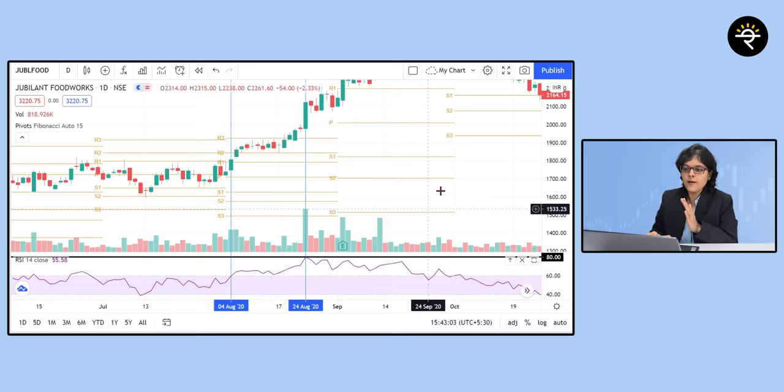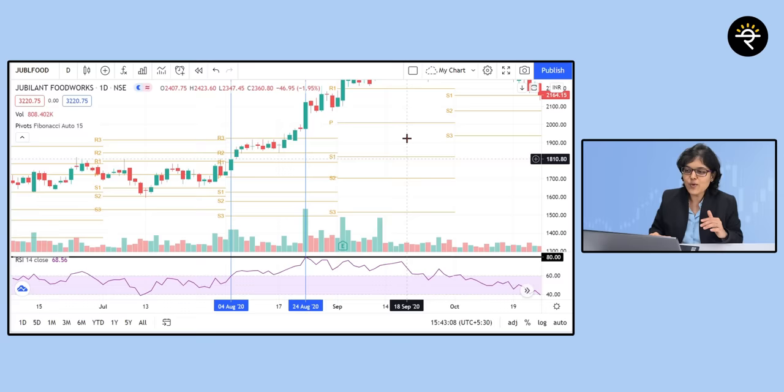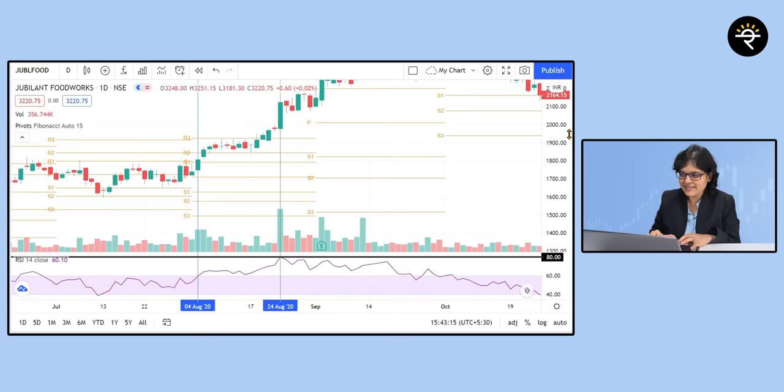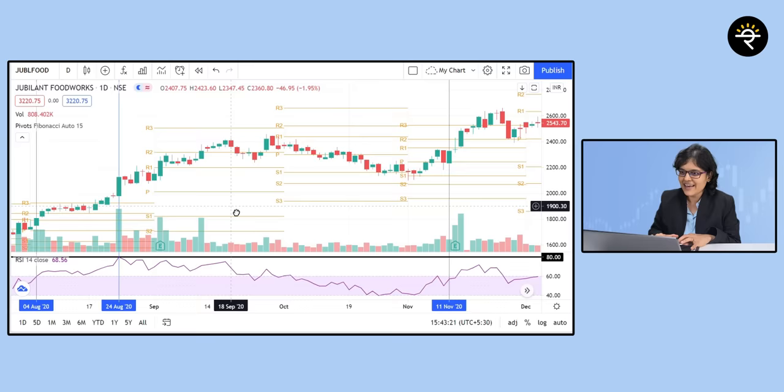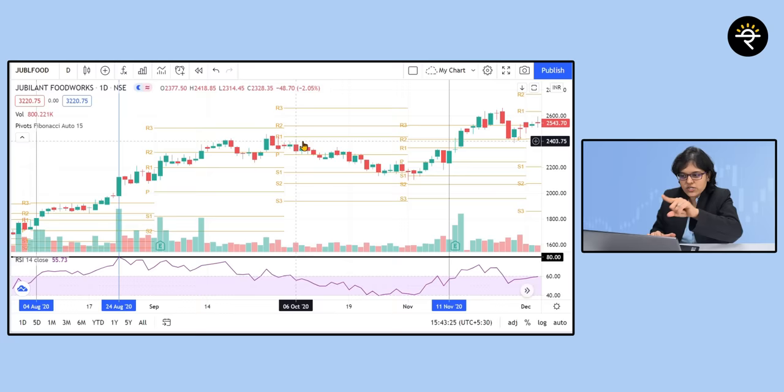Does this mean that the stock compulsorily must show downward journey? No. Can you miss out on the probable profit? Answer is yes. Shall I show you what happened? Wait. The downward journey did not start. And this is what was the highest point after which a downfall started.